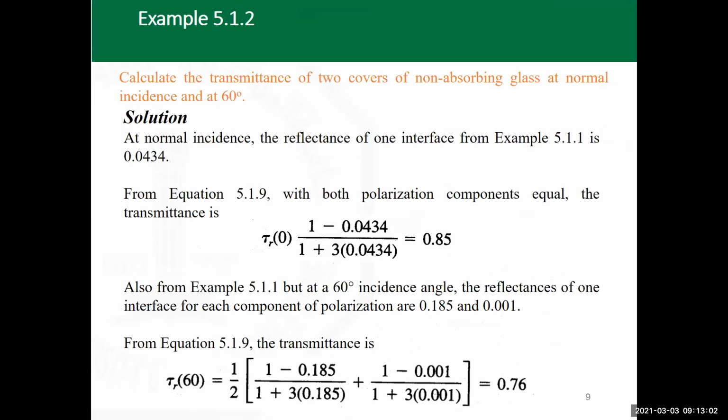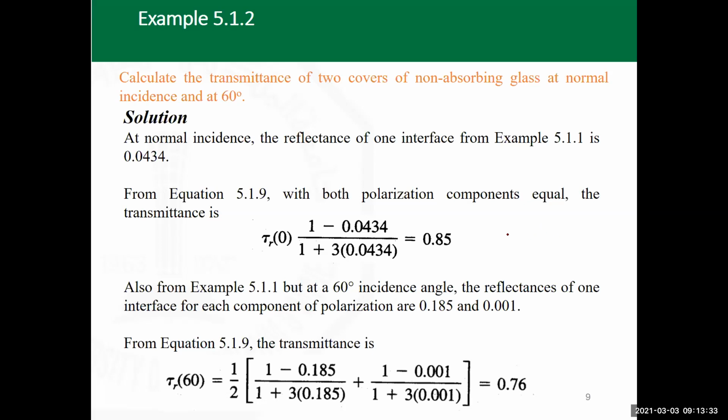A direct example on that is being shown here, which is example 5.12. It's asking to calculate the transmittance of two covers of non-absorbing glass at normal incidence as well as at 60 degrees. So at normal incidence, the reflectance of the interface from example 5.11 is 0.0434.